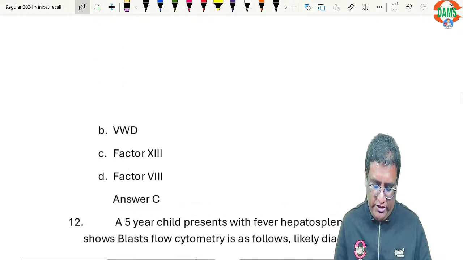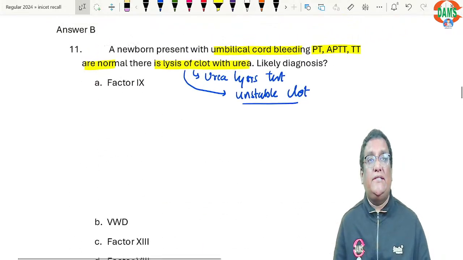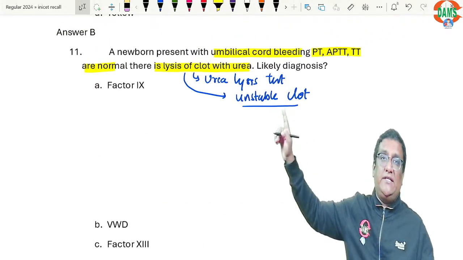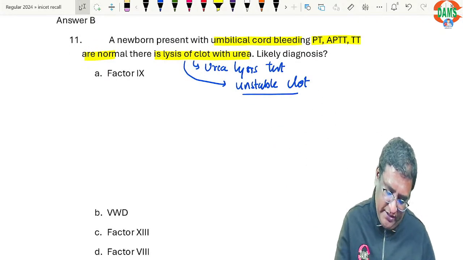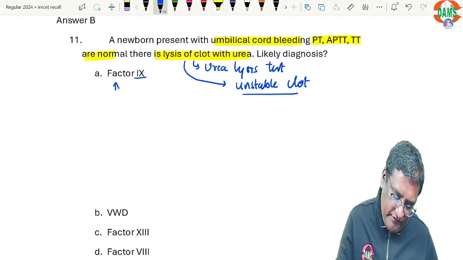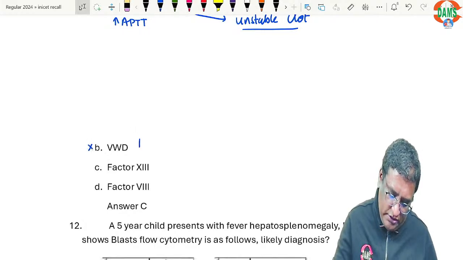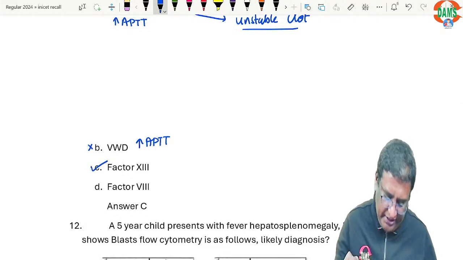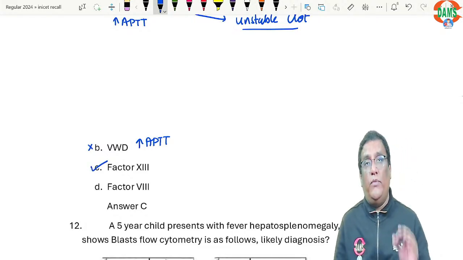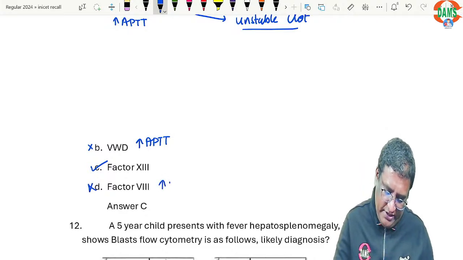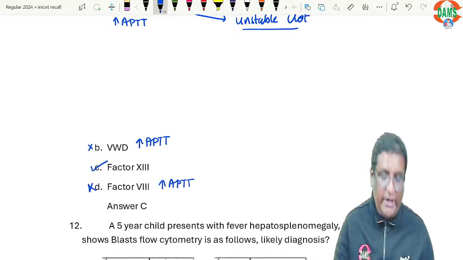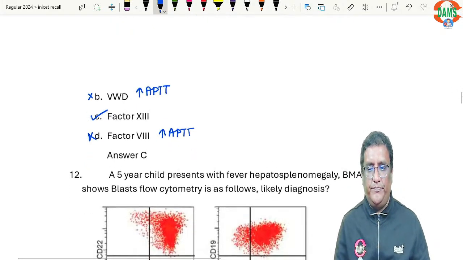Okay, so next question. Urea lysis test, 5 molar urea will lyse an unstable clot. If it is a stable clot, it doesn't get lysed. So the answer is factor 9 deficiency, no. Factor 9 will have elevated APTT. Von Willebrand deficiency, no. This will also have elevated APTT. Factor 13, yes. So all times are normal and the patient is having increased bleeding. That is the only answer. Factor 8, no. Again, there will be elevated APTT happening here, right? So the answer is option C for this.